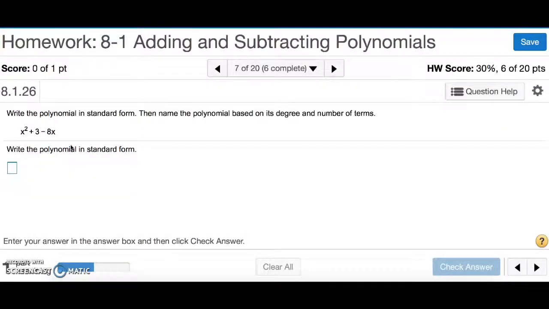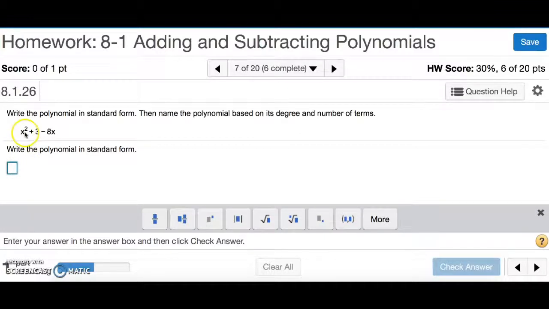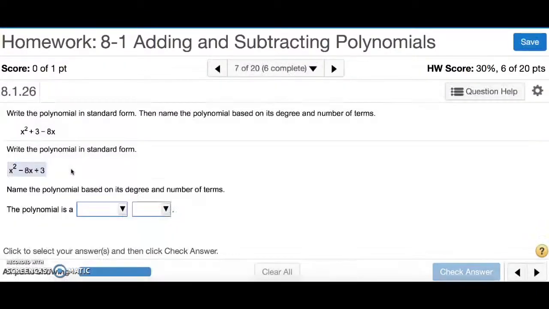Number 7, it says write the polynomial in standard form. Then name the polynomial based on its degree and the number of terms. Standard form is writing it from the largest exponent down to the smallest. So I start with x squared minus 8x plus 3. Since the last term doesn't have a variable, that one goes last. So that's it in standard form.